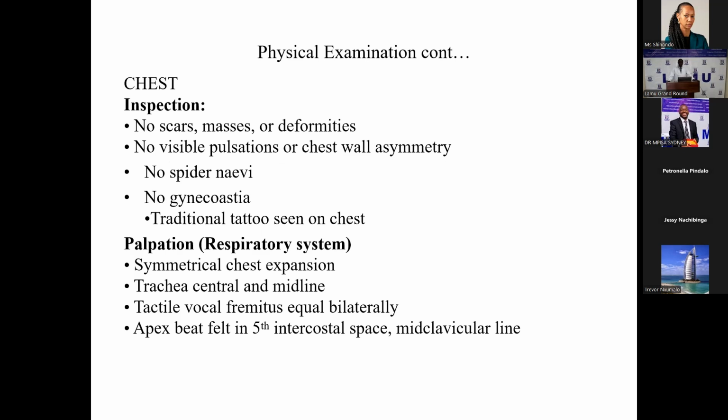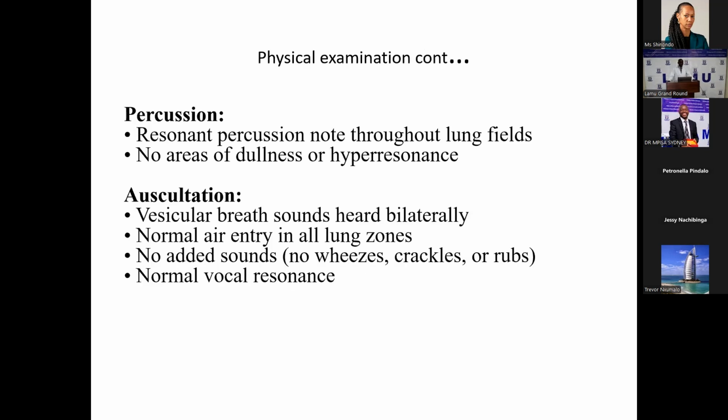Then the trachea was centrally located. Tactile vocal fremitus was equal bilaterally. Then the apex beat was palpable in the fifth intercostal space, mid-clavicular line. The percussion note was normal throughout the chest, and there was no dullness or hyperresonance.